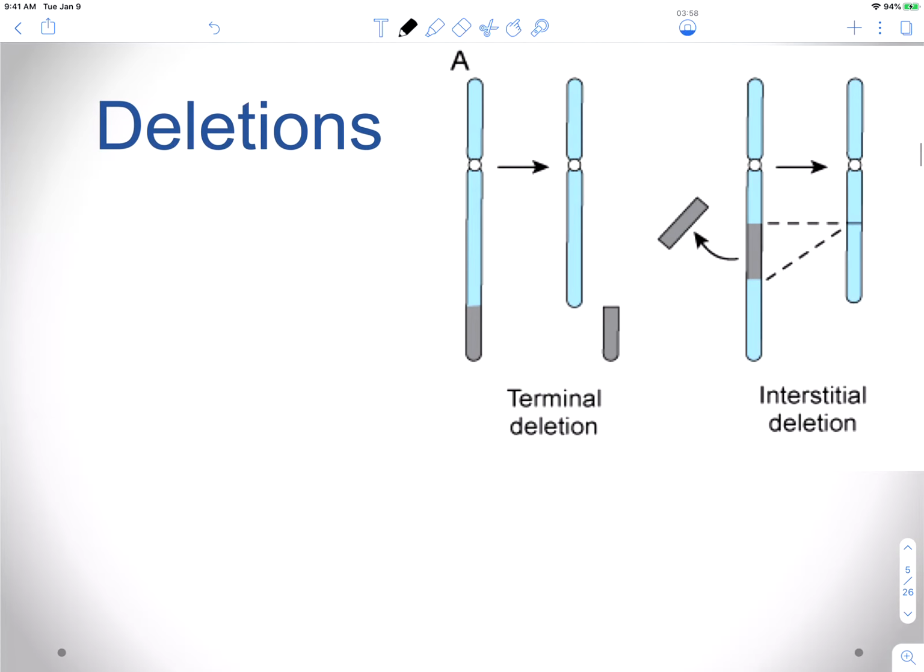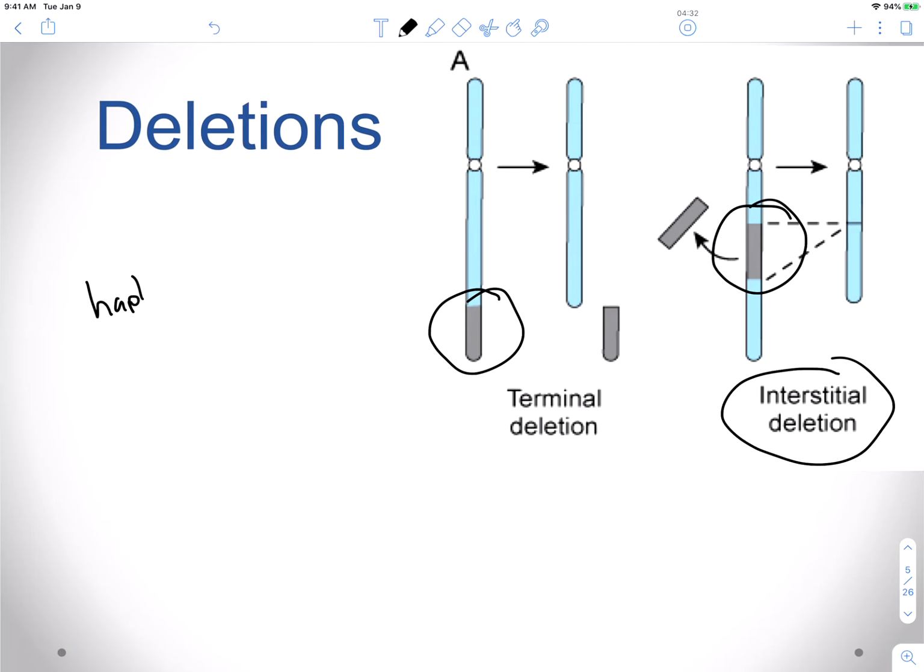So a terminal deletion, again, is going to be at the ends, so the telomeres in this case, and then an interstitial deletion is going to be in the middle, sort of what we saw for the Cri-du-chat and the Prader-Willi and Angelman. The terminal deletion is going to be a loss of those telomeres, and so that, of course, can have an effect on cells that have that deletion because telomeres help to protect the cells from losing genetic information. You also have, of course, haploinsufficiency.